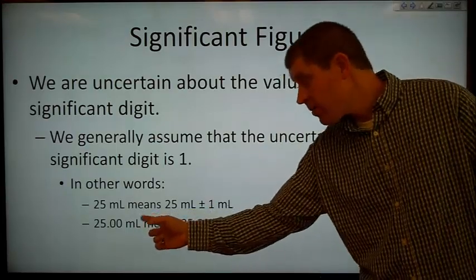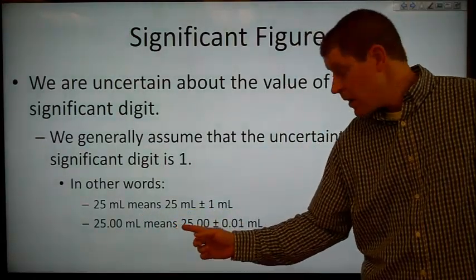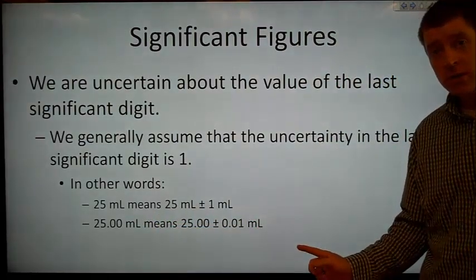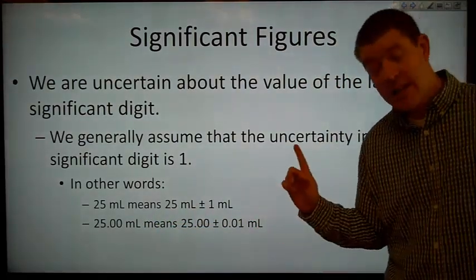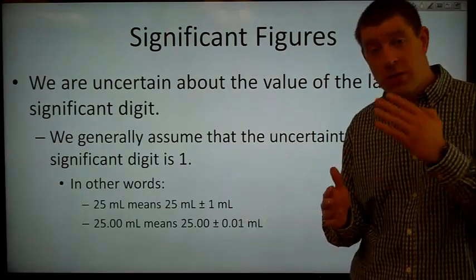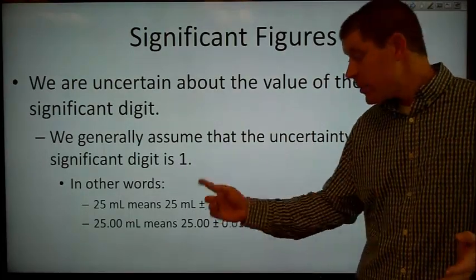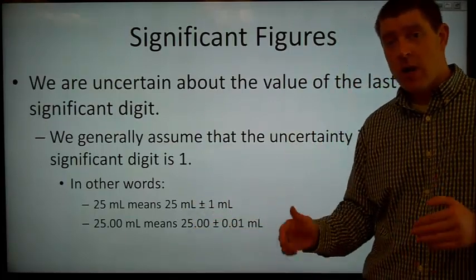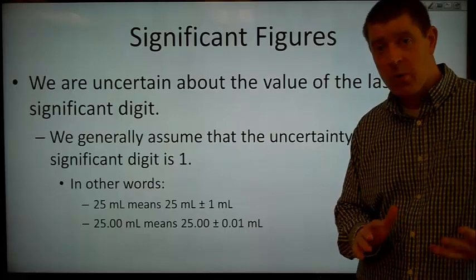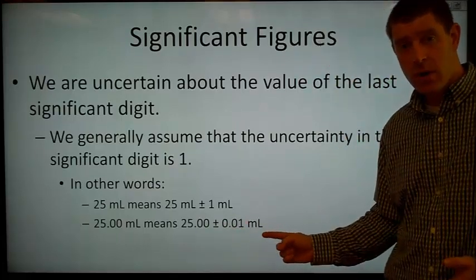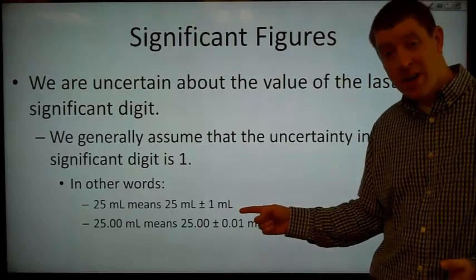But if we write 25.00, now that means 25.00 plus or minus 0.01 milliliters. So now we know that it's not 24 milliliters. We know that it's not 26 milliliters. We know it's not 24.8 milliliters. We know that it's somewhere between 24.99 milliliters and 25.01 milliliters. So here, we're much more certain about our volume measurement than we were up there.